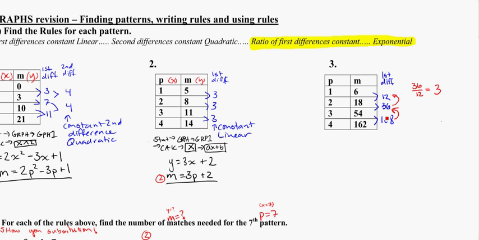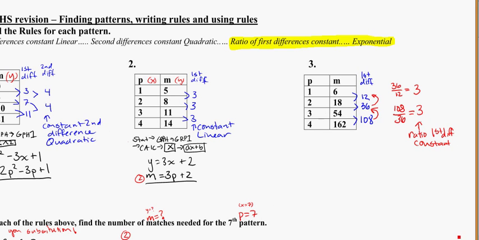So I always want to take this first difference below, lower in the table, and put it on top of the one above it. So it's going to be 108 over 36. And when I do 108 divided by 36, I get 3 again. So what I'm finding here is that the ratio of the first differences is constant. And that tells me that I'm going to have an exponential equation. So again, if you haven't figured out what exponential is yet, it might be a good idea to stop this and go watch the other video. And we'll see how we go here.